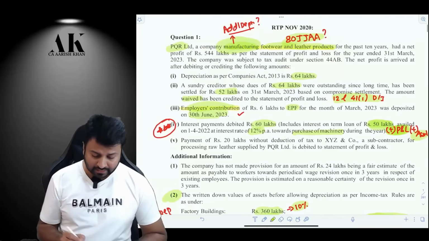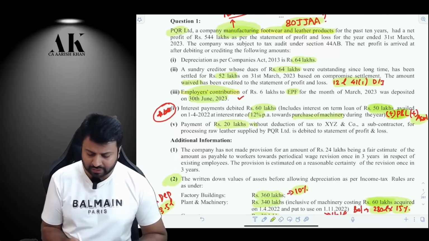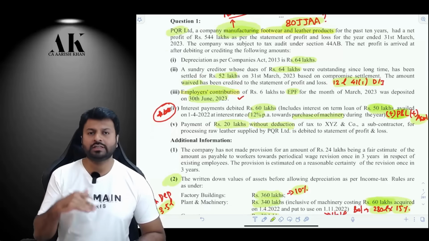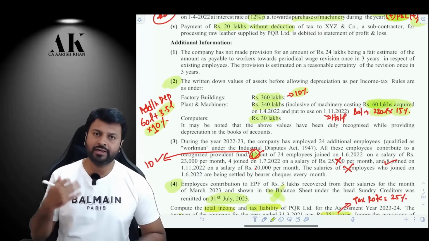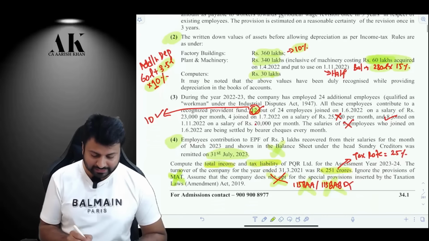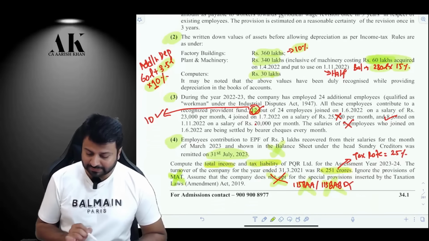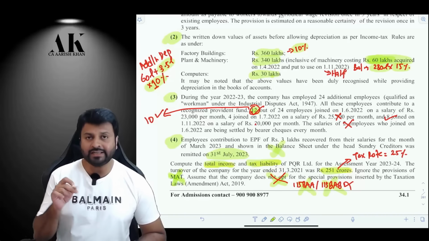Okay. Next, you have made some payment of 20 lakhs without deduction of TDS. In that case, you have to disallow 30% of that. That is, 6 lakhs will be disallowed in that particular case for not deducting the TDS on payment made to residents. Okay. Next. Adjustment number 3 is about the 80JJAA deduction.